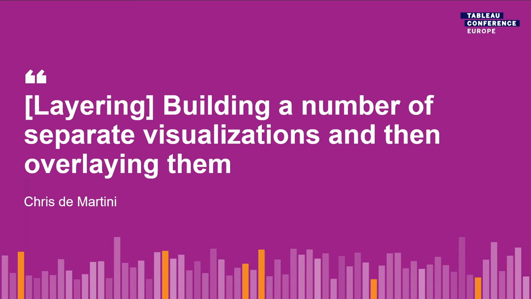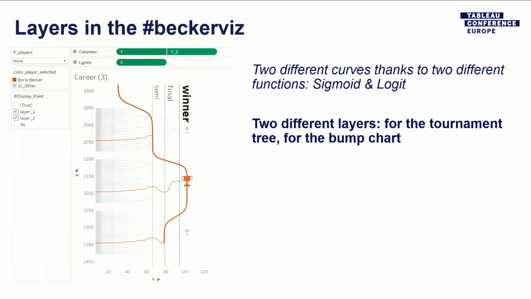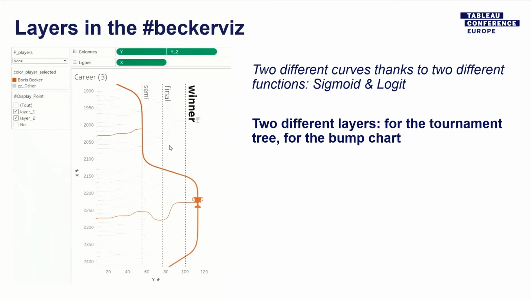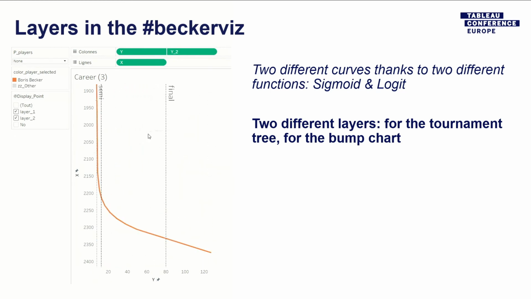I will talk to you now about layering. I'm quoting Chris DeMartini here. He said that layering is building a number of visualizations, separate visualizations, and then overlaying them. So in our Becker visualization, we use that technique, of course, with our two different charts. One layer for the tournament flow, again, and one other layer for the bump flow. Thanks to that, we are able to compute the x and y separately and then overlap both of the visualizations on top of each other.